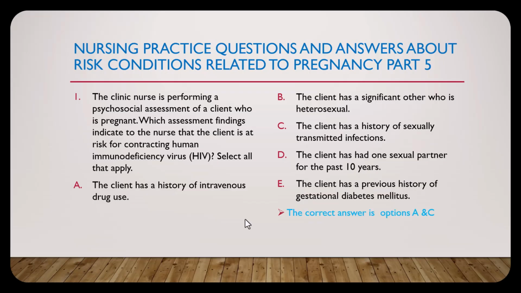The correct answer for this question is option A, the client has a history of intravenous drug use, and option C, the client has a history of sexually transmitted infections. Now let's move to the rationale.